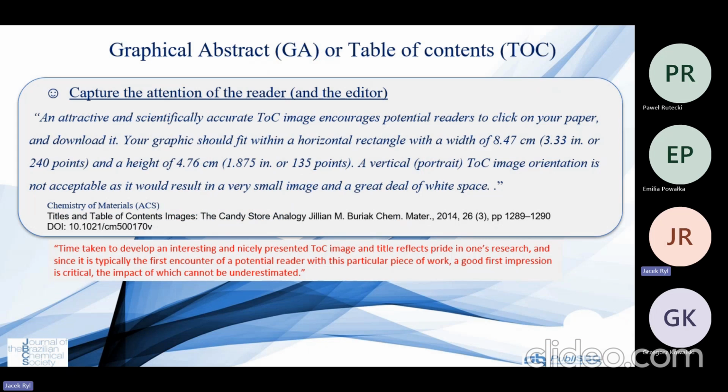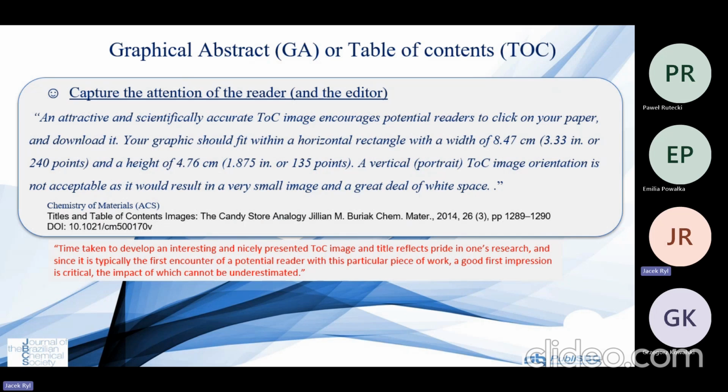Graphical abstract, also called a table of contents, because table of contents is the common name given by the ACS journals. Graphical abstract is the most normal name given to this image that needs to capture the attention of the reader, of the editor, when you read them before you download the manuscript. So this is the first image that will appear together with the title, and then maybe we are going to see the abstract in full. So this is the idea of the graphical abstract.